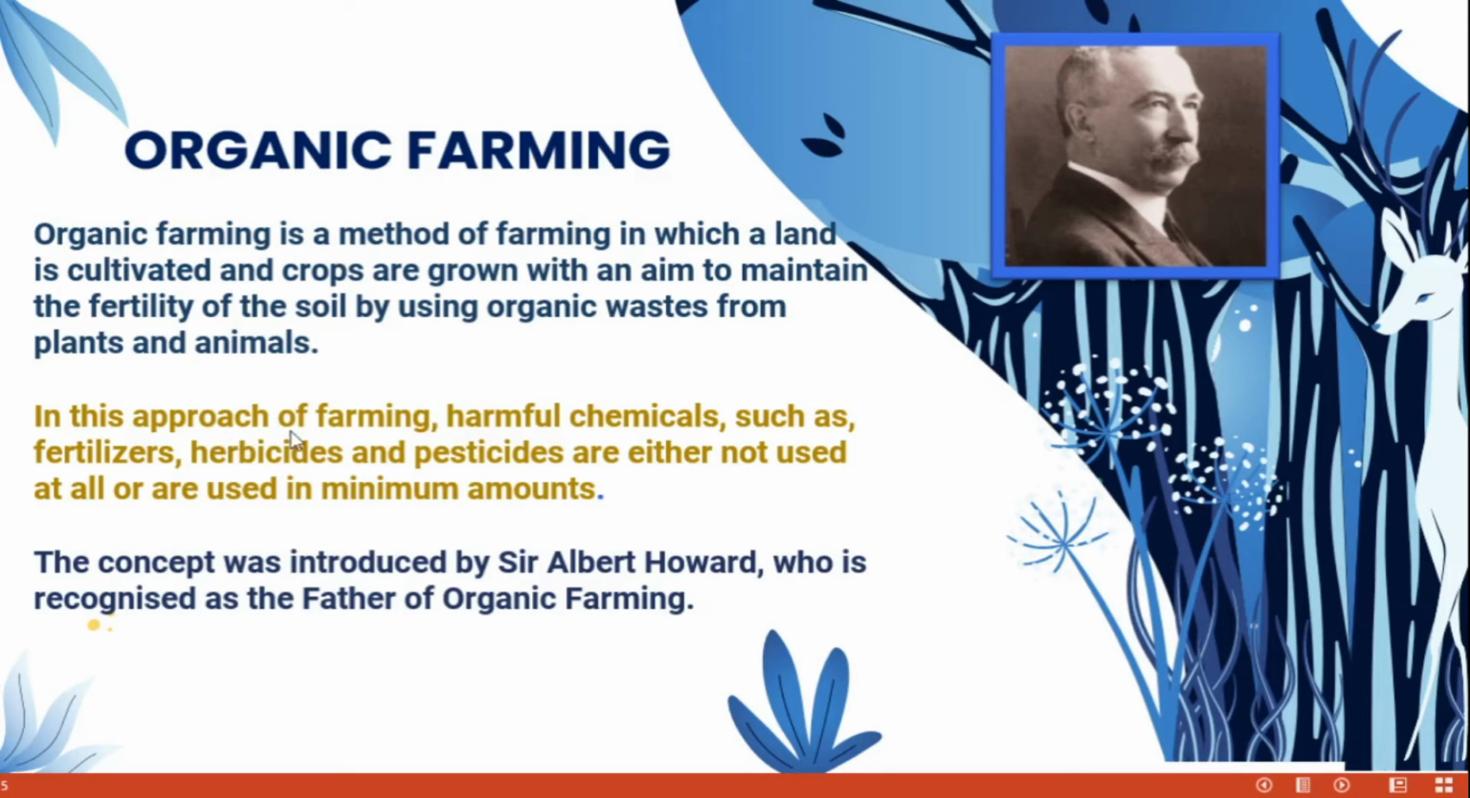In this approach to farming, harmful chemicals like fertilizers, herbicides, and pesticides are either not used at all or used in minimum amounts. Exactly, we have to use only organic waste. We should not use any harmful chemicals. The concept was introduced by Sir Albert Howard, who is recognized as the father of organic farming. So, who is called the father of organic farming? Albert Howard. He introduced organic farming.